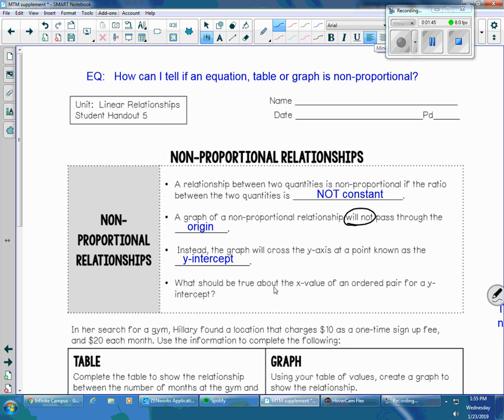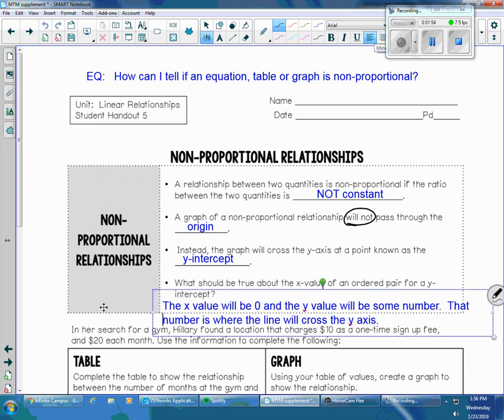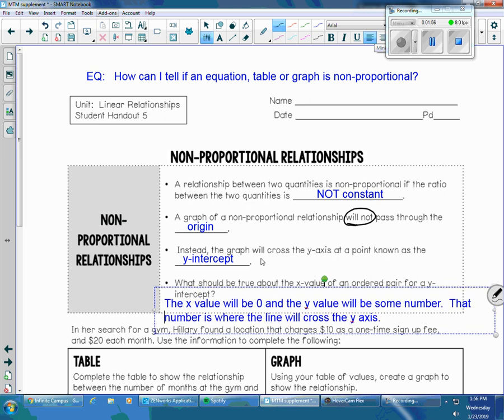So what's going to be true about the x value of an ordered pair for the y-intercept? The x value is going to be equal to 0, because when x is 0, whatever y is, it's going to be on the y-axis. So the x value will be 0 and the y value will be some number. That number is where the line crosses the y-axis.